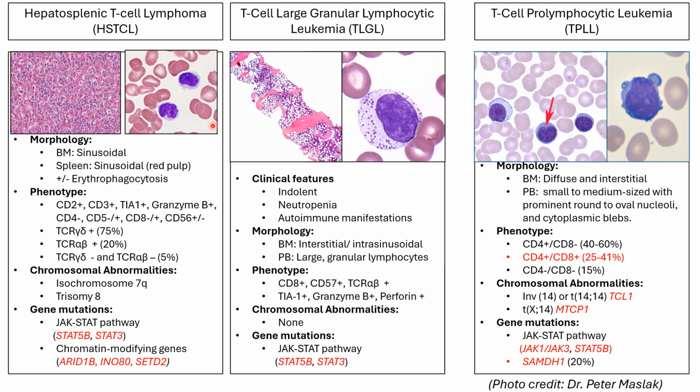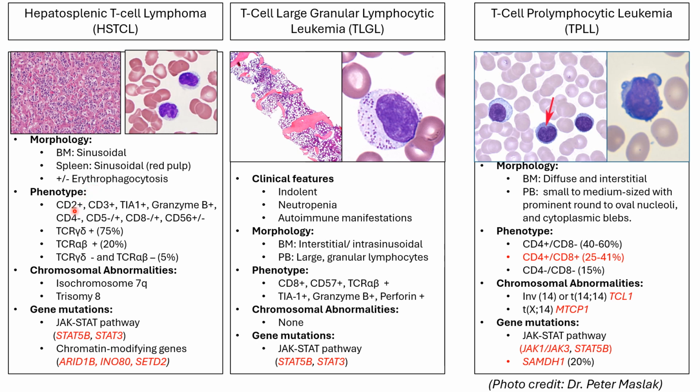And if we compare and contrast with the two closest differentials, which are TLGL and TPLL, there is some comparison I would like to describe. Morphologically, hepatosplenic T-cell lymphoma will show a sinusoidal infiltrate, and the spleen will show just red pulp expansion, with the red pulp being involved. It can show erythrophagocytosis in some cases, but it is not a very specific feature.